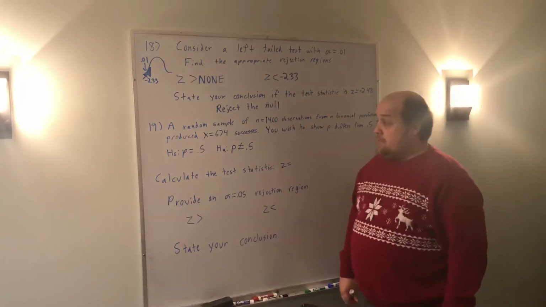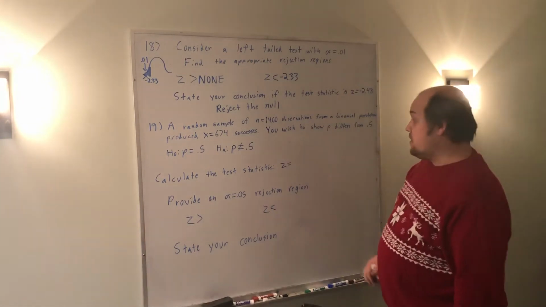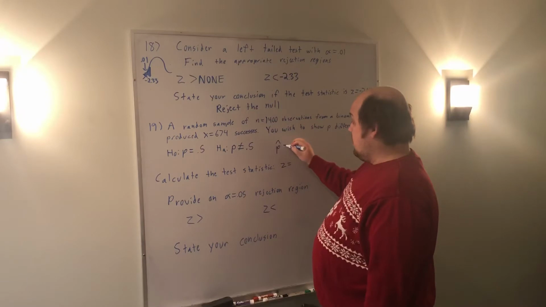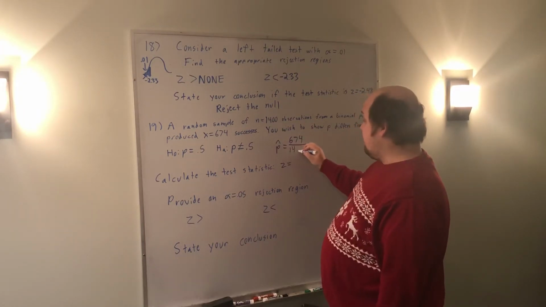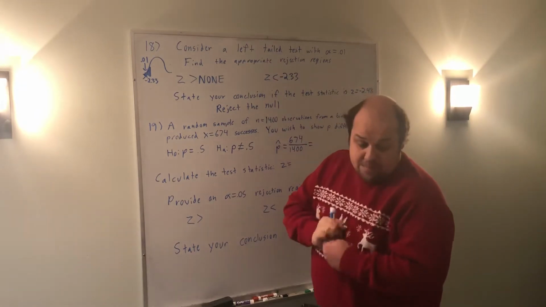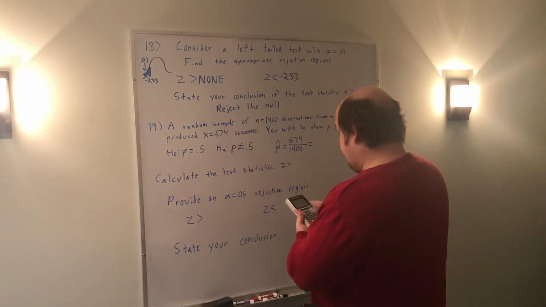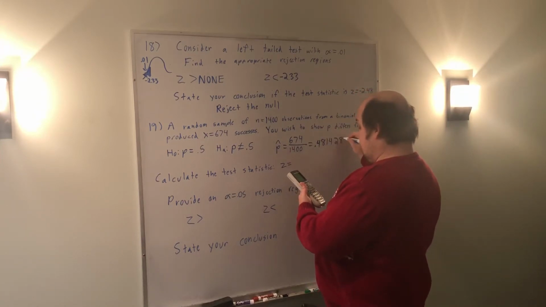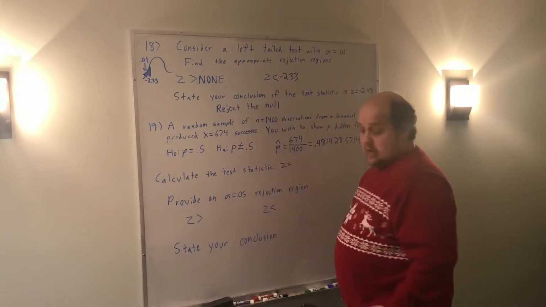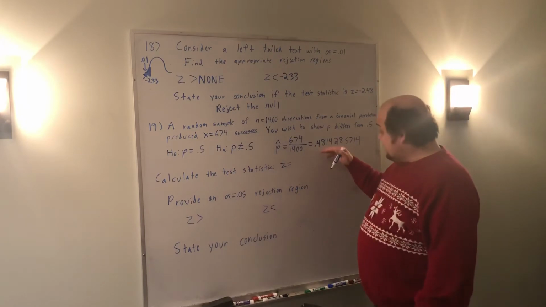Now that I have my null and alternative, it's time to calculate my test statistic. In order to do that, I first am going to need to find my p-hat. P-hat here is going to be based off of x, 674, over n, 1,400. When I put that into my calculator, 674 divided by 1,400 gives me an answer of 0.4814285714.